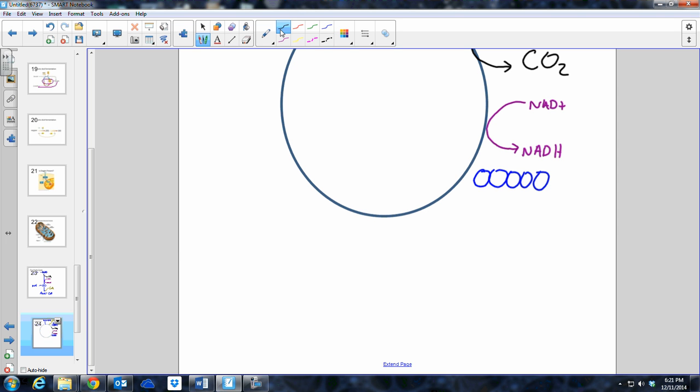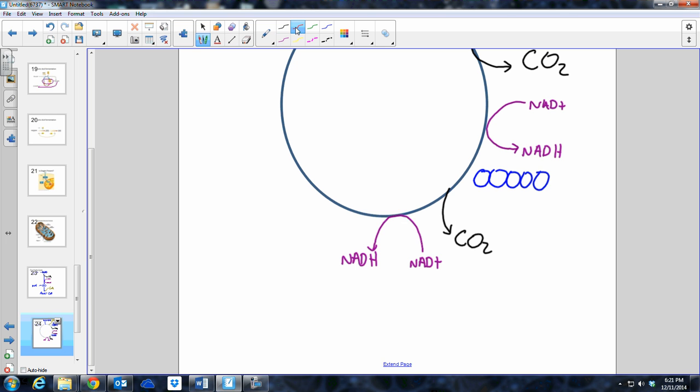Well, we're going to lose one again. CO2, same thing happens, just like you'd expect. Bonds broken, electrons are freed. NAD plus comes in, grabs those 2 electrons up, turns to NADH.